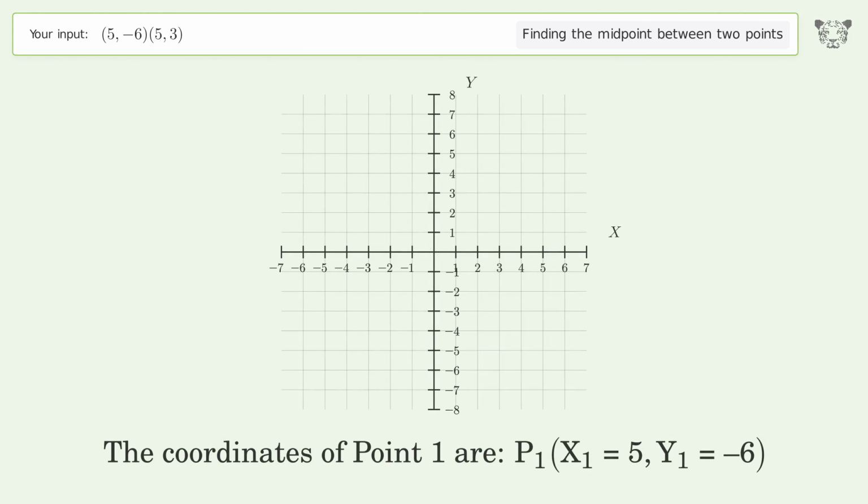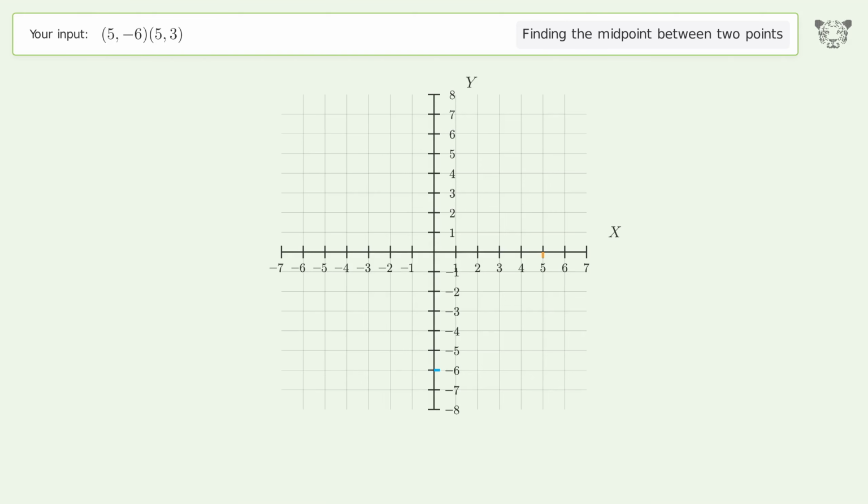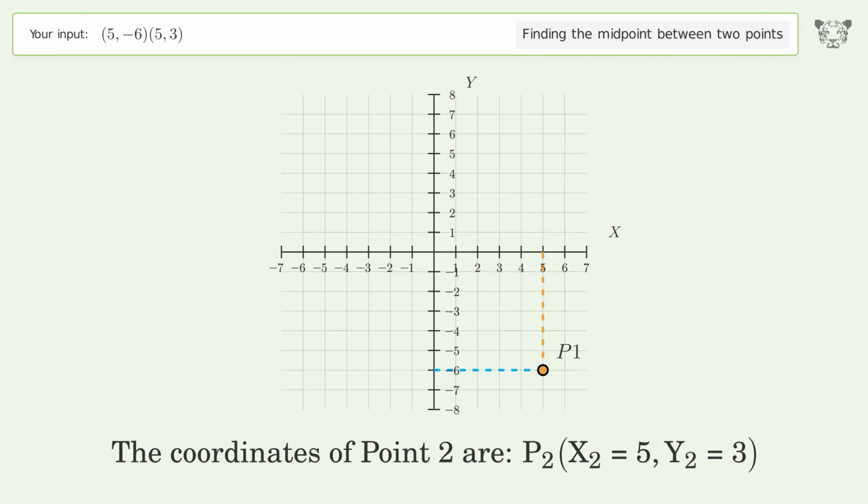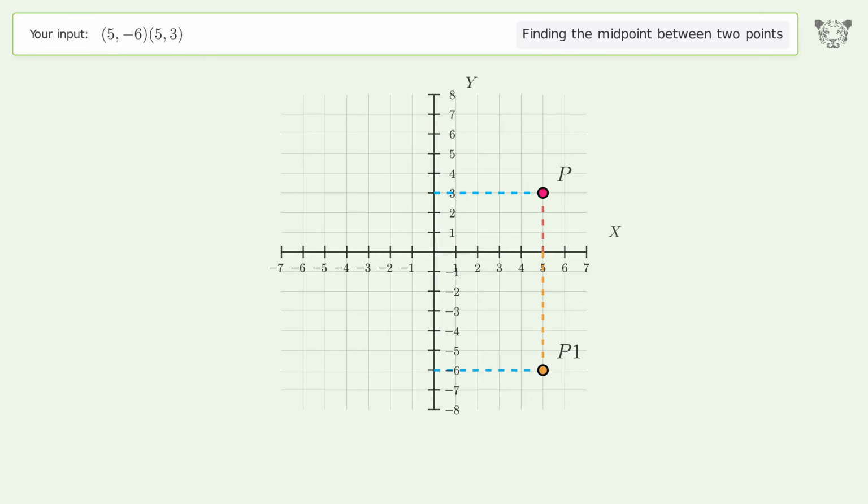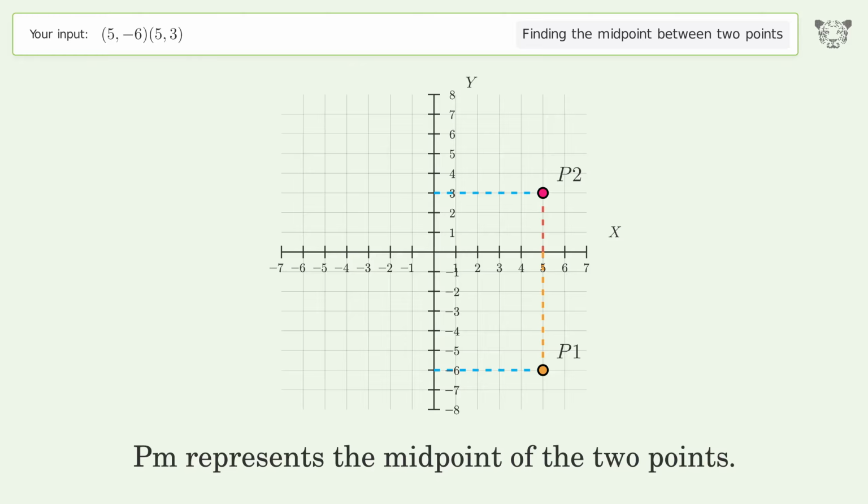The coordinates of point 1 are x1 equals 5, y1 equals negative 6. The coordinates of point 2 are x2 equals 5, y2 equals 3. PM represents the midpoint of the 2 points.